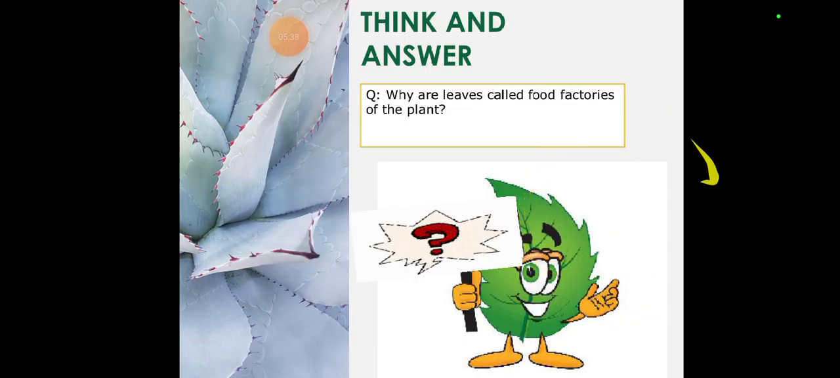Think and answer. Why are leaves called the food factories of the plants? I'm giving you 10 seconds. If you can think 12 seconds, that's good. Otherwise, I will give the answer. 1, 2, 3, 4, 5, 6, 7, 8, 9, 10.